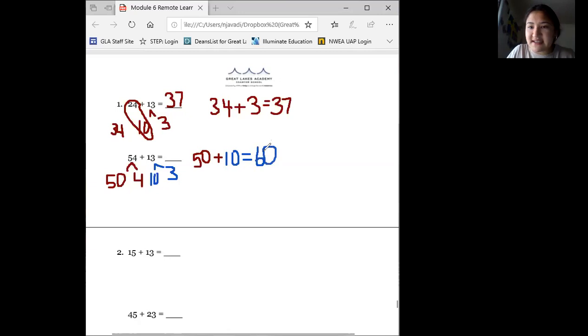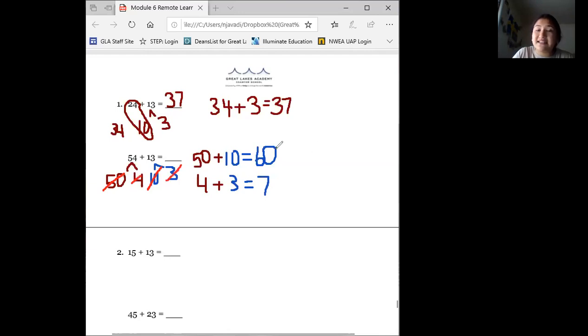Now we have 60. Now we can add together the ones. So I'm going to cross out on my page the tens because we used them and I don't want to get confused again. Now let's add together the ones. We have 4 over there plus 3. 4 plus 3 is 7. Now I'm going to cross out the ones because we used the ones.